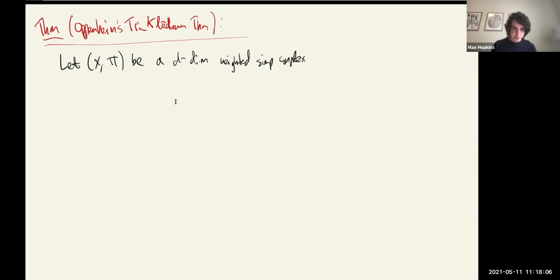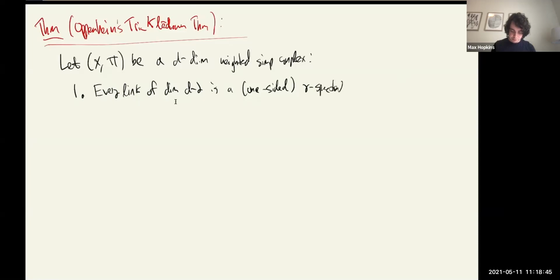That satisfies the following properties. One, the kind of weak local spectral definition, which is that every link of dimension d minus 2 is a... So there are two versions of this theorem. There's a version for two-sided local spectral expansion and a version for one-sided local spectral expansion. We're going to prove the one-sided version in class, and the two-sided version is on your homework. So one-sided gamma spectral expander.